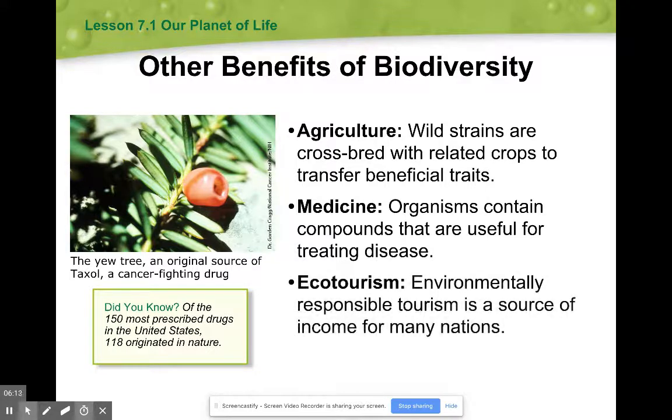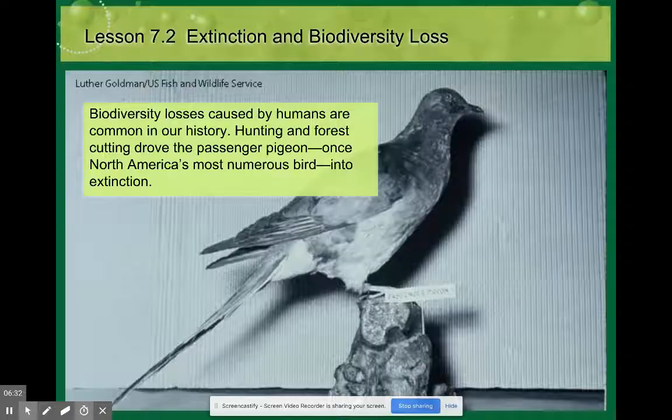And then ecotourism. I'm sure all of you have participated in maybe whale watching or any sort of activity that leads you outside, either observing animals or walking through nature or a national park. Then you've participated in ecotourism. So again, more benefits to having biodiversity.